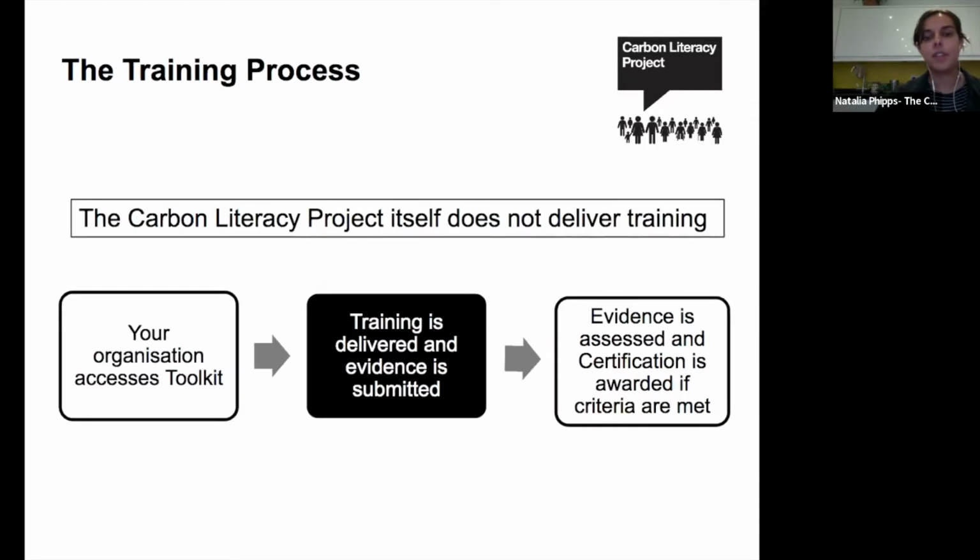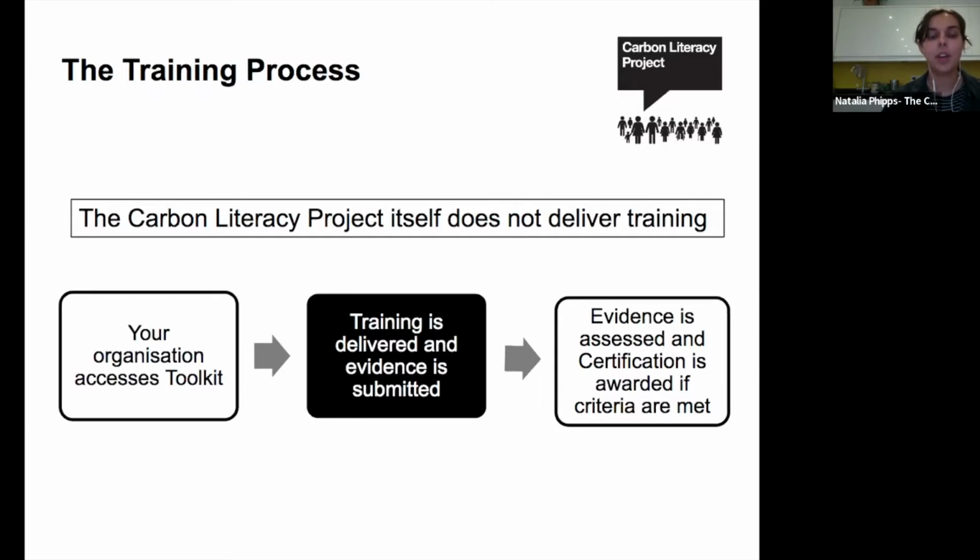And just to dive a little bit further into the training process, contrary to popular belief, if you first come across the Carbon Literacy Project, we're not a training organisation, so we don't deliver any of the training. We're actually the accreditation body which sits behind carbon literacy training. We review evidence and do all of the evidence certification for people who are passed as carbon literate, and we also accredit all of the courses and toolkits.